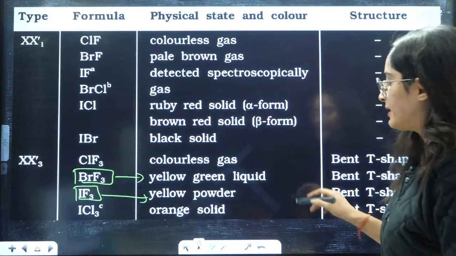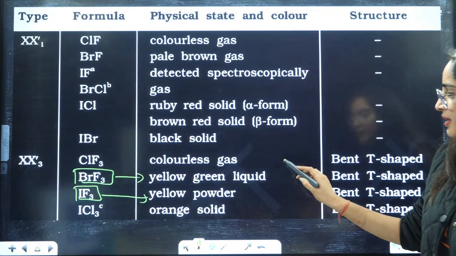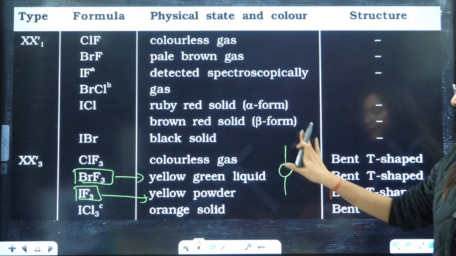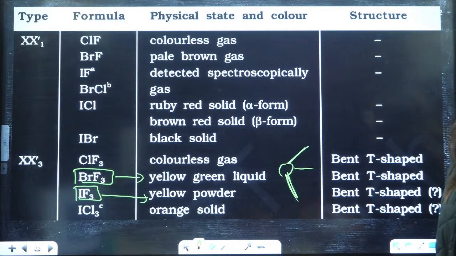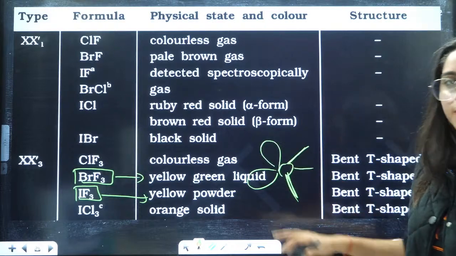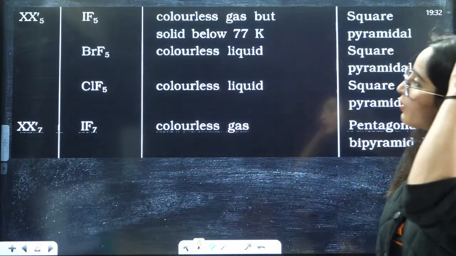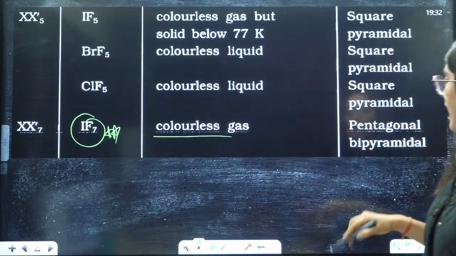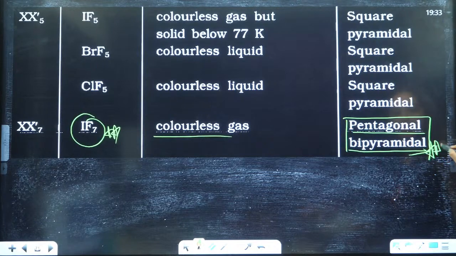The shapes are bent T shapes, right? They will have this kind of shape, bent T shape. Bent T means the other should be slightly bent here because of the lone pair repulsions, right? So the shapes are important. Then the shape of this one is the most important. It is a colorless gas having pentagonal bipyramidal shape. Very, very important.